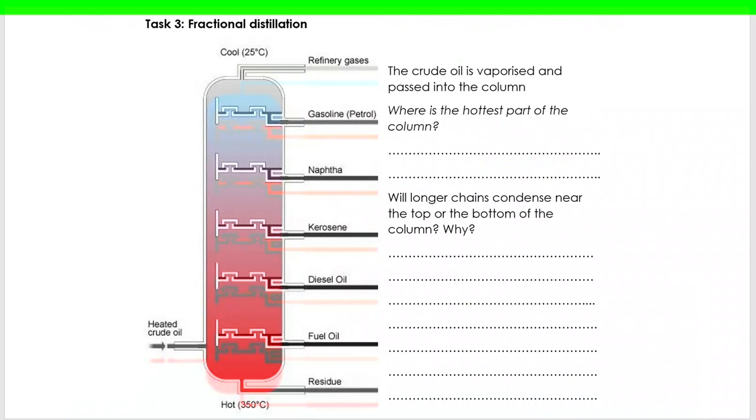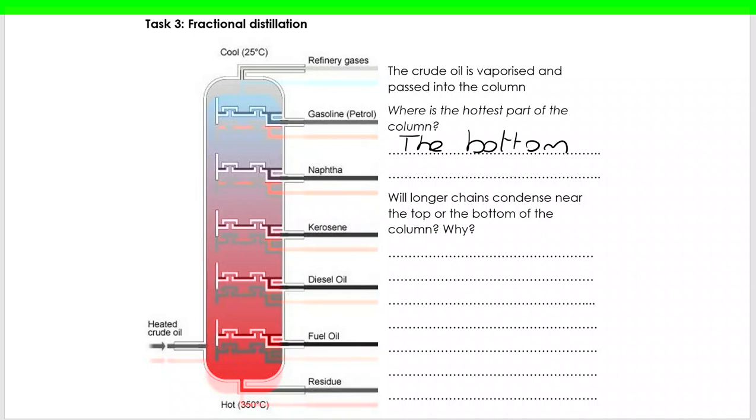Okay, let's go on and take a look at fractional distillation, and we've got some questions here. And so the first one, where is the hottest part of the column? Well, this diagram actually shows us the hottest is at the bottom, 350. It's only 25 at the top, but it also makes sense that we are heating the crude oil and we have a furnace down at the bottom.